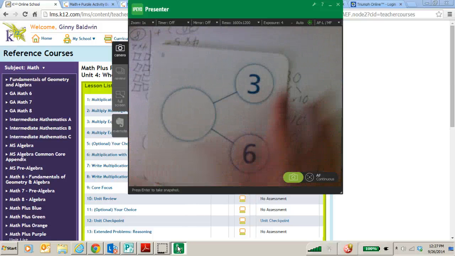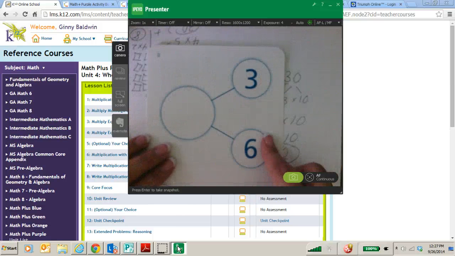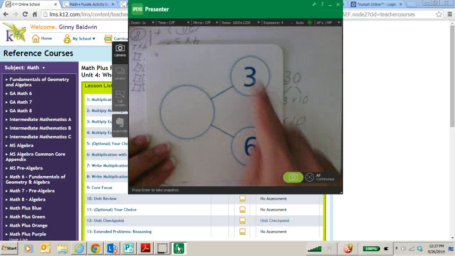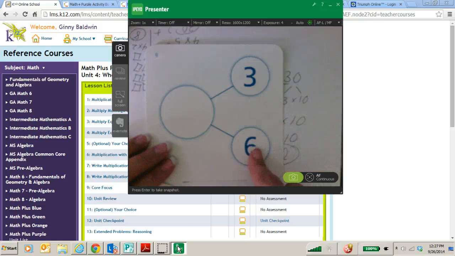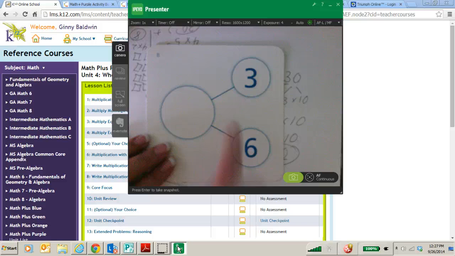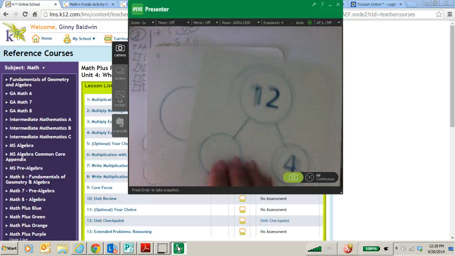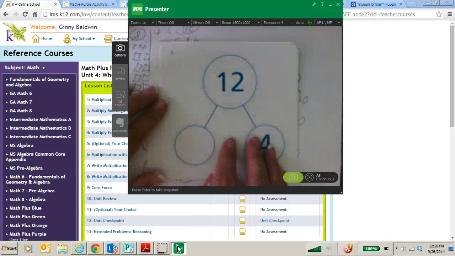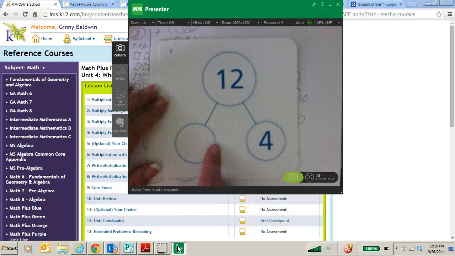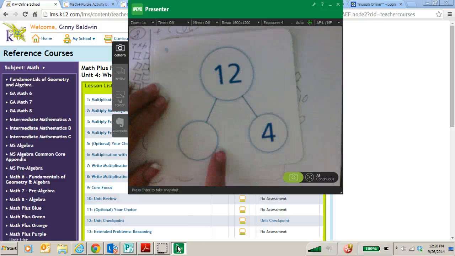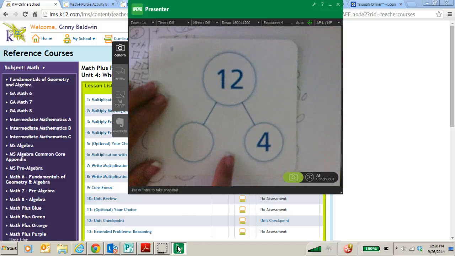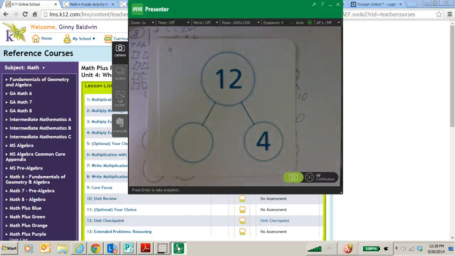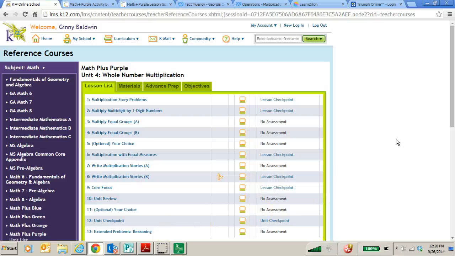Or what if I know my factors are 3 and 6? What is my final product? So we have 3 groups with 6 in each group equals 18. So this is a great thing to draw and add into your math journals and to practice. And the Greg Tang math site that I will also include in this Coach's Corner newsletter has great number bond activities in there so that your child can practice decomposing and composing numbers.